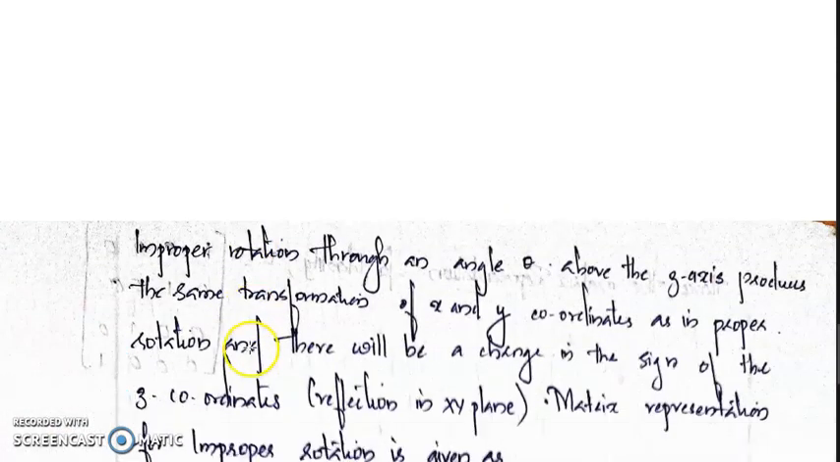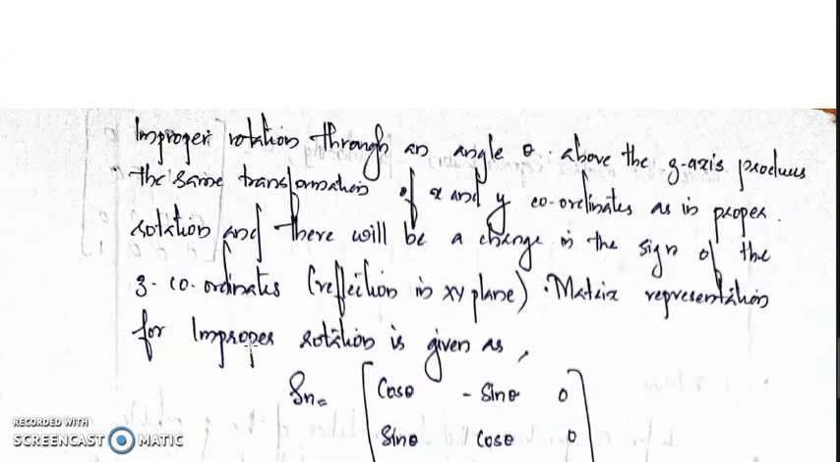And we can notice that when we are reflecting through the xy plane, the xy plane remains the same, and the atom or the vector which lies on the z axis changes its position. That is, its lobes are interchanging, or we can say that z2 is equal to minus z1. That is, if the improper rotation is done along the z axis by an angle theta, the reflection should be along the xy plane. Then the z axis produces the same transformation of x and y coordinates as in proper rotation, and there will be a change in the sign of the z coordinate.